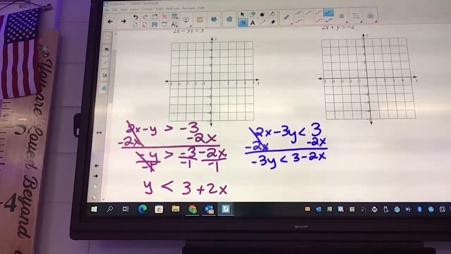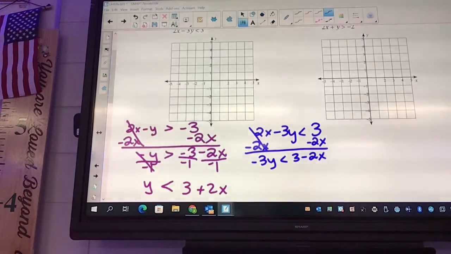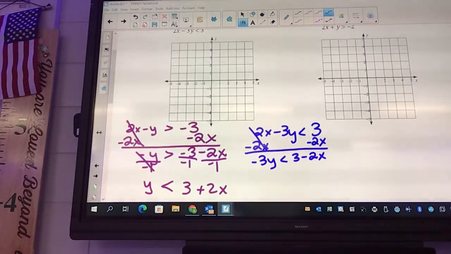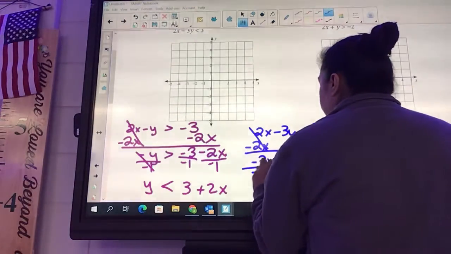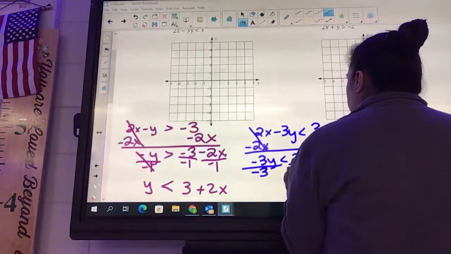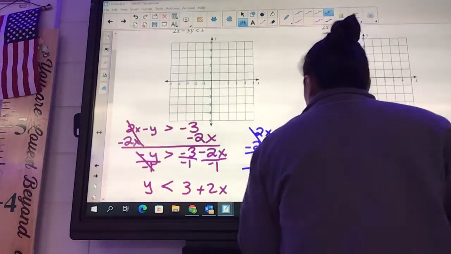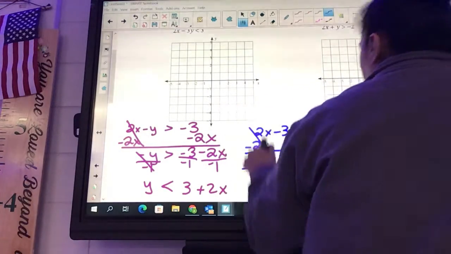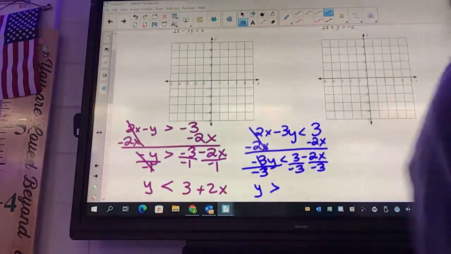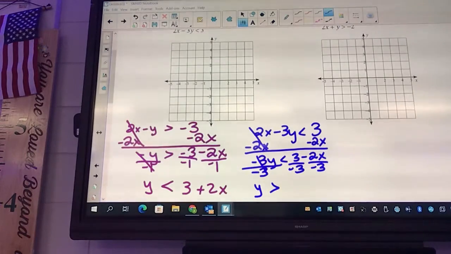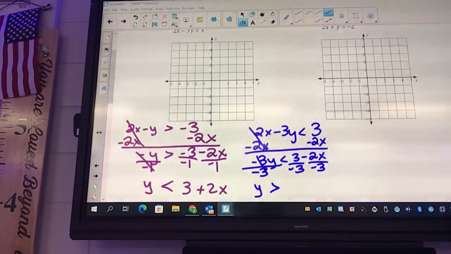Okay, what do we do with the number next to the y? Divide. We're going to divide each piece by negative 3. When we divide by a negative, what do you got to do to the sign? We got to flip it. So instead of it going this way, it's going to be going the other way. What is 3 divided by negative 3? Negative 1.